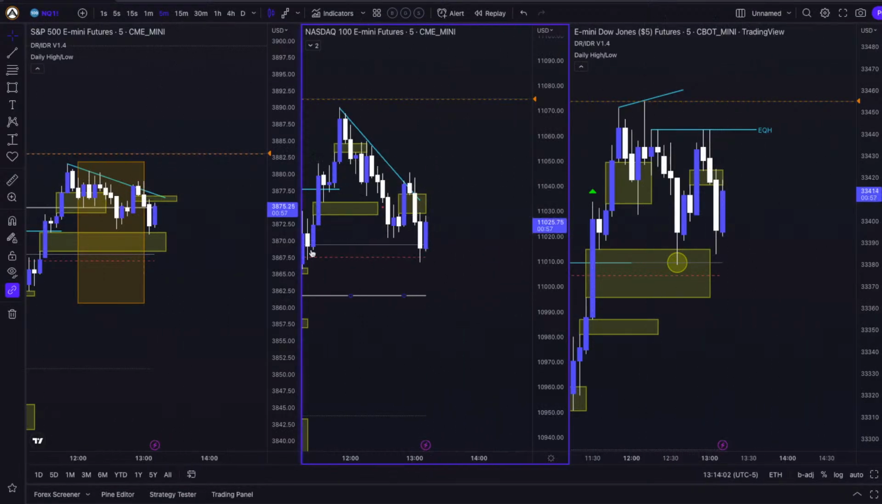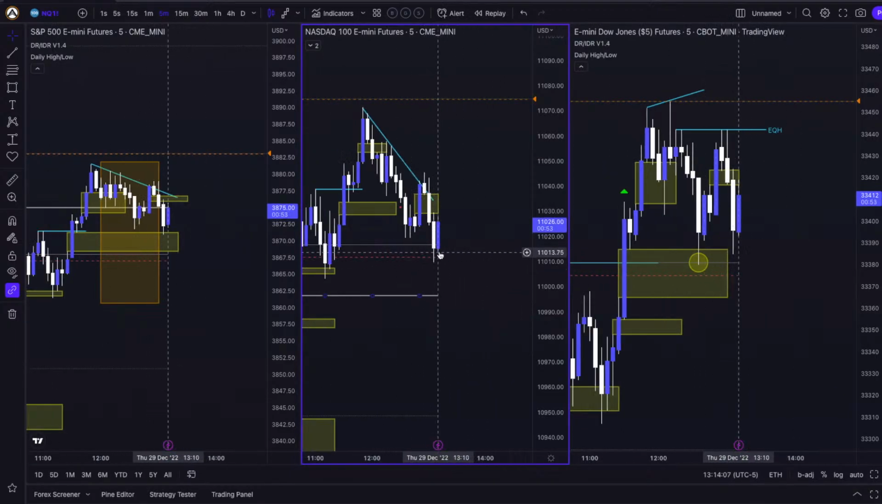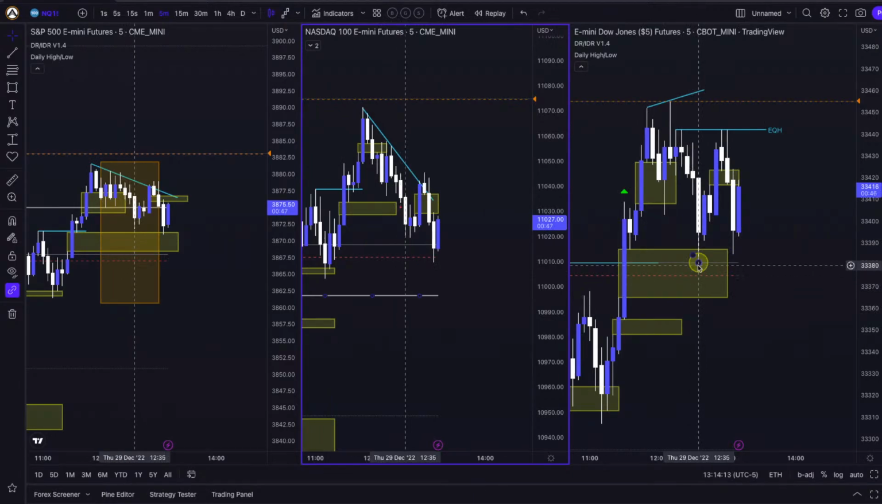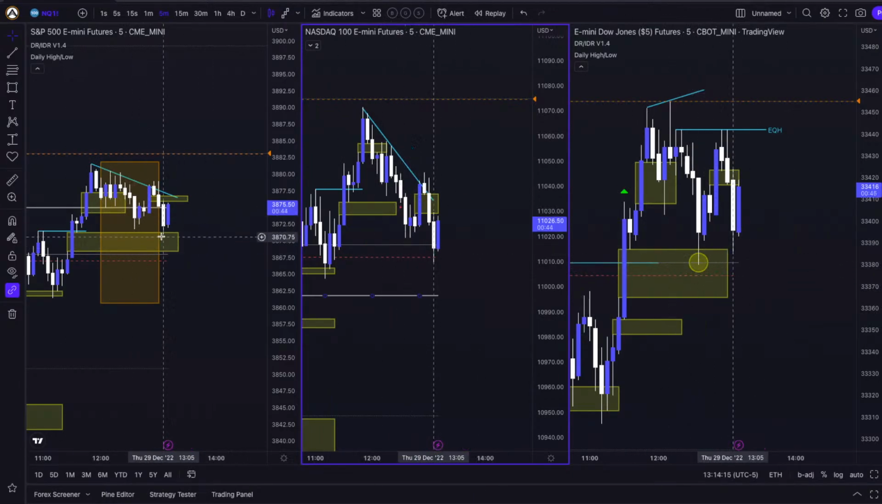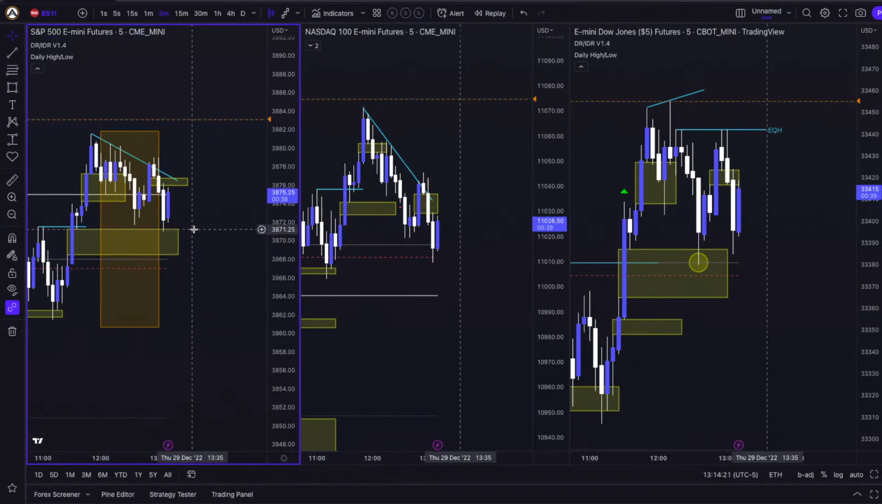Could line up because we just retested the IDR high basically here on the NASDAQ 100, and on the US30 we already retested the low earlier. We did not get close to it on the SP 500, but we wicked inside this 5-minute fair value gap, which could have been enough for a nice order fill.